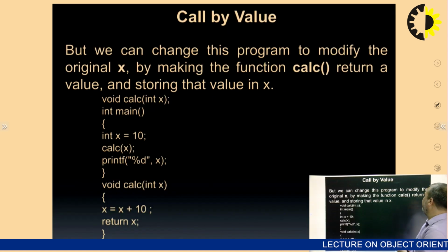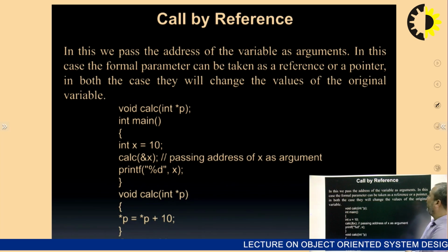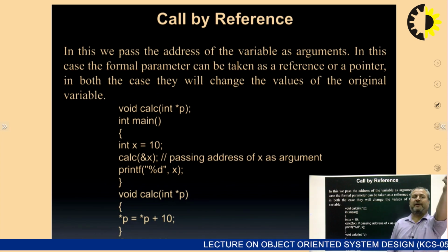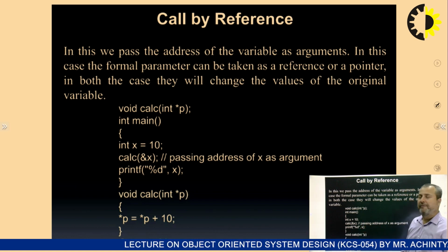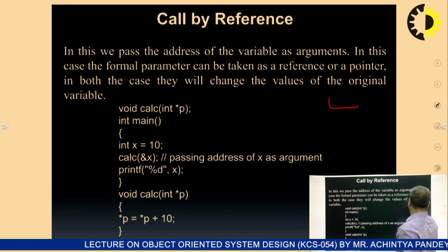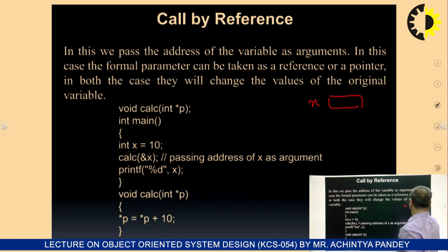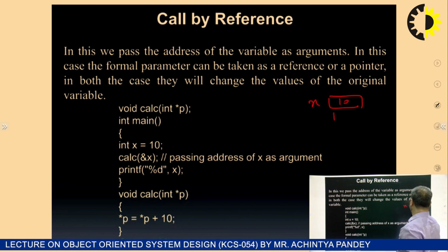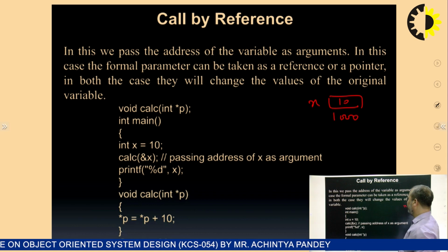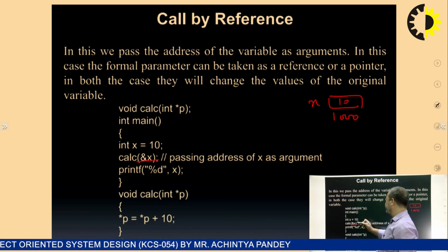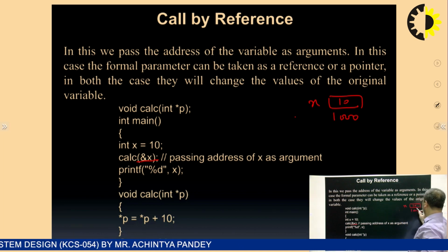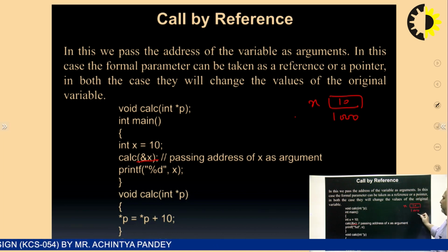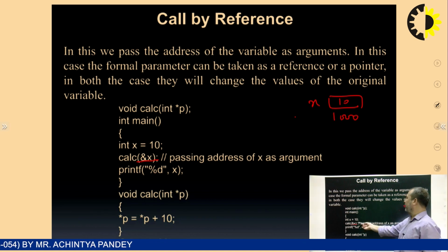In the next example, call by reference. In call by reference, we just pass the address. For example, this is x, and what are we passing? We are passing the address of x. If the value is 10, let's say its address is 1000. So here we are passing the address of x. If the address of x is 1000, we are simply passing 1000 here.